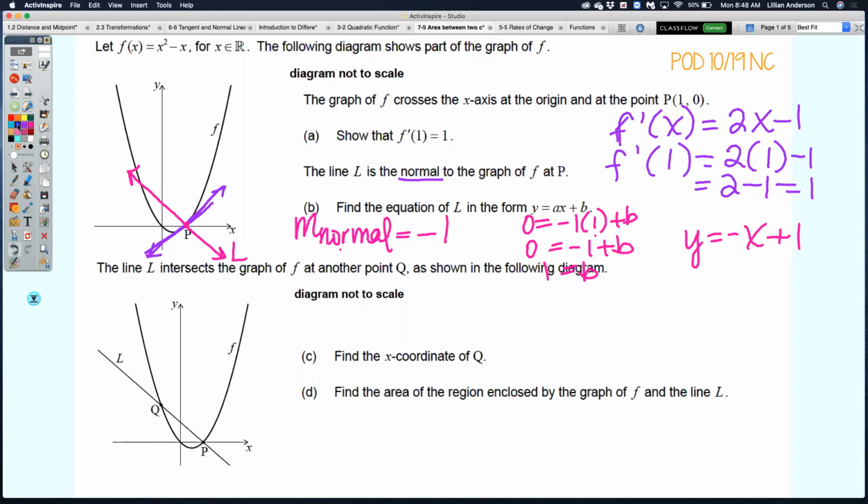So line L intersects the graph of f at another point Q, as shown in the following diagram. Again, the diagram's not drawn to scale. You have to find the x coordinate of Q. How would I find the x coordinate of Q? Set the normal and the quadratic equal to each other. Exactly, because you're trying to figure out where two lines intersect. If we had our calculator, we would do L1, the quadratic, L2, the line, and see where they intersect. Essentially, you're finding out where they equal each other.